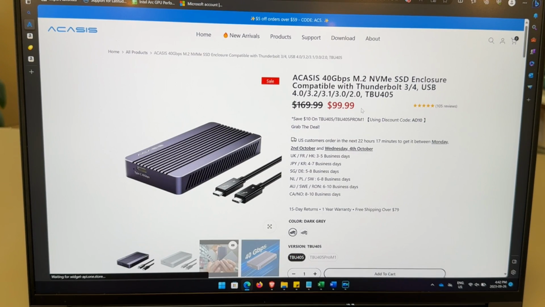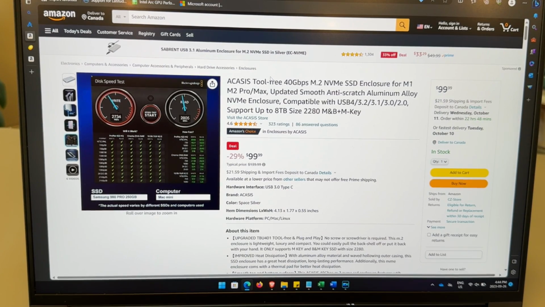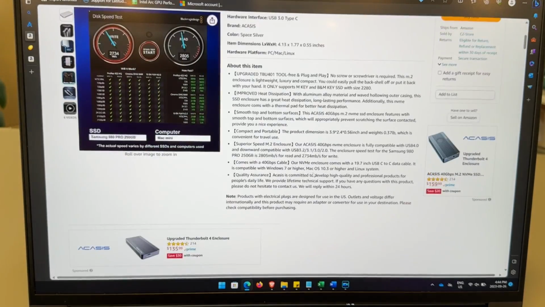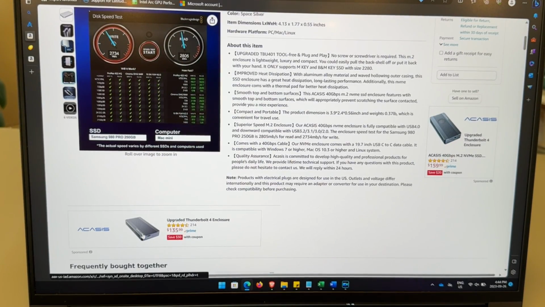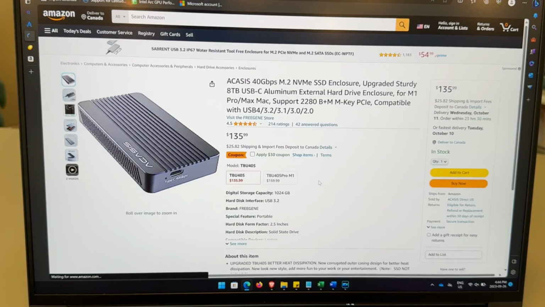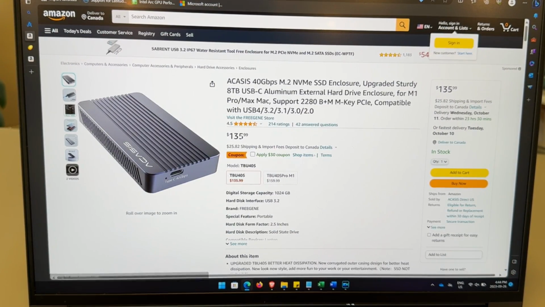It looks like we're at $100. That's a really good price, actually. This is an older model, I think last year's, 40 gigabit, on sale for $100. That's really good. Let's look at this year's model here. It's $135 US with a $30 coupon, so the same price, $105 US. I think it's a no-brainer.